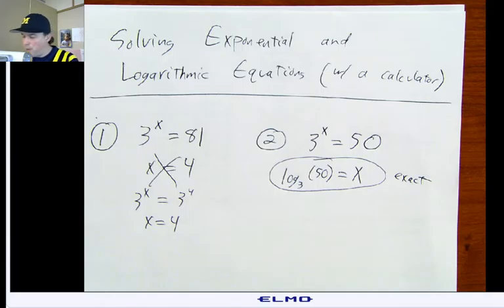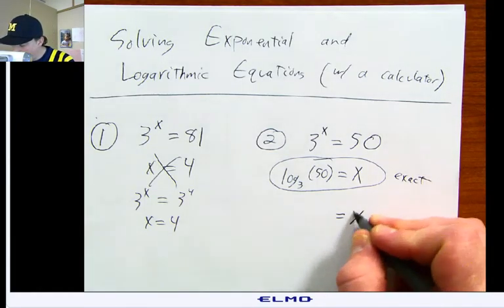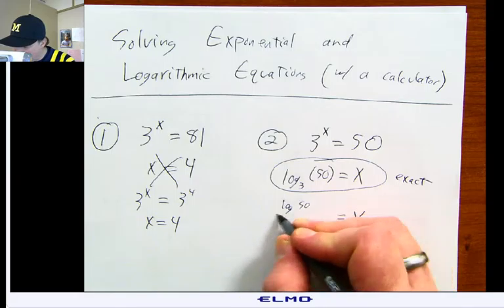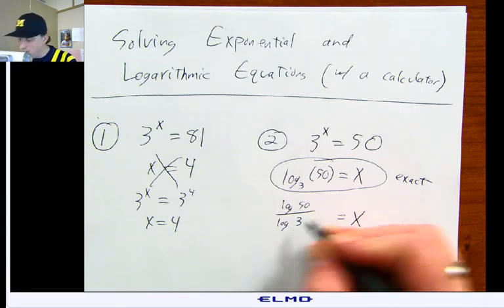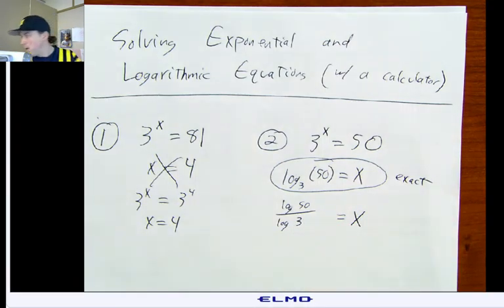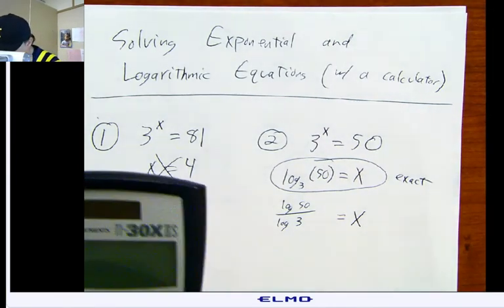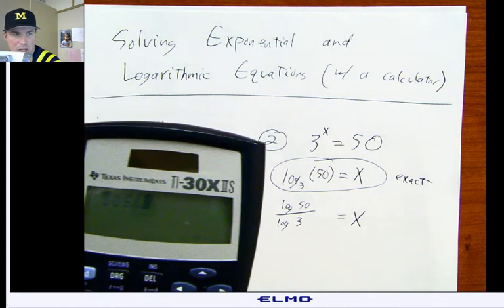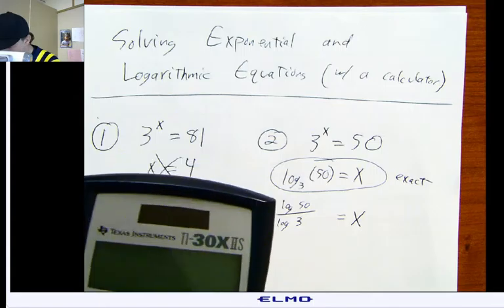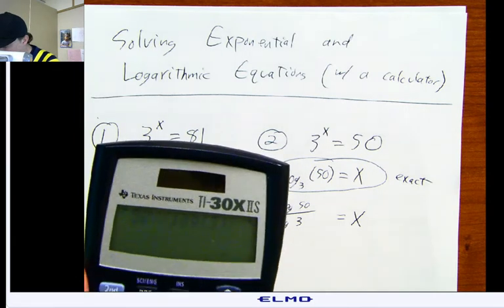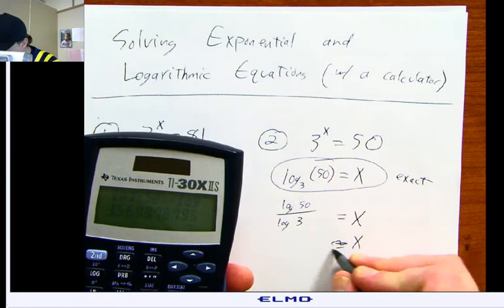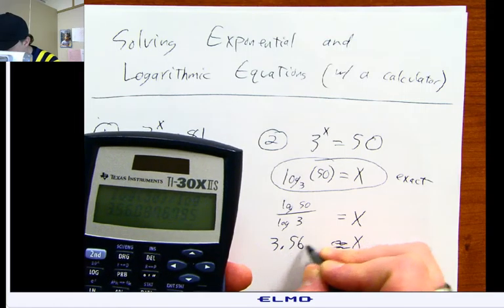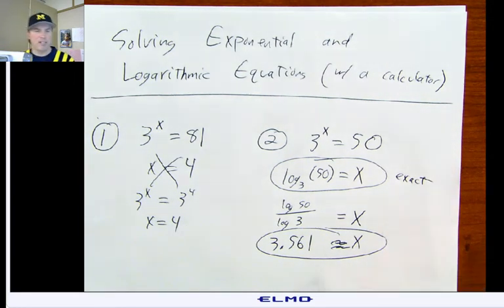I'm done. But if you want a calculator approximation, you then change this to log of 50, log base 10 of 50, divided by log base 10 of 3. So I have log 50 divided by log 3. And then you can just pull out your trusty calculator. And my calculator tells me that log 50, close that, divided by log of 3, close that parentheses, gives me an answer of approximately 3.561. So there's my approximate answer.